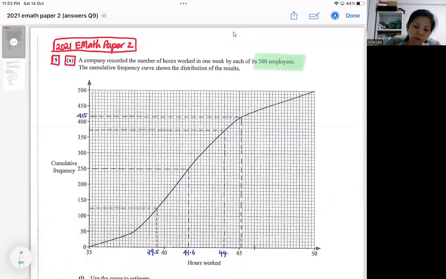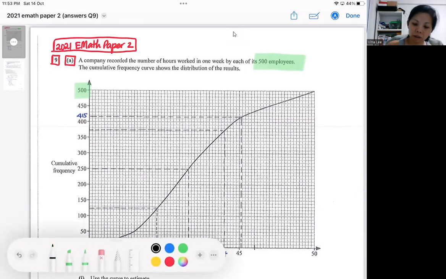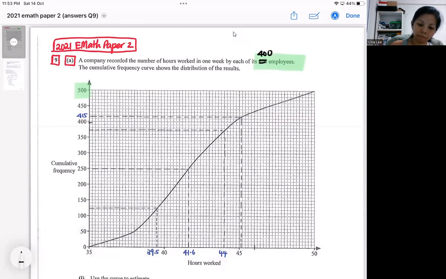So this total is 500. The axis also happens to stop at 500, so that's fine. There will be times when some students look at the axis, but the question says that there are only 400 employees. So it's quite possible. There are questions like this: the axis stops at 500, but in actual fact there are only 400 employees. If you purely look at the axis, you will get everything wrong. So make sure you see that the total is 500. Read the information, not just the axis.